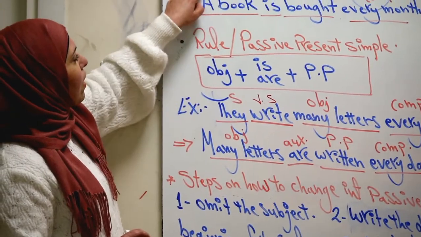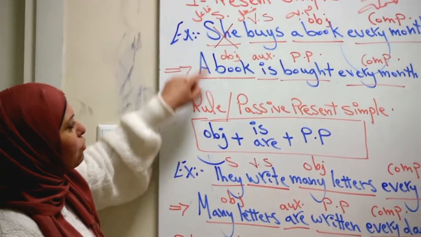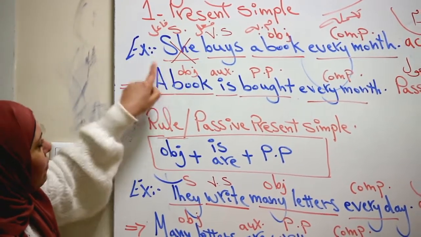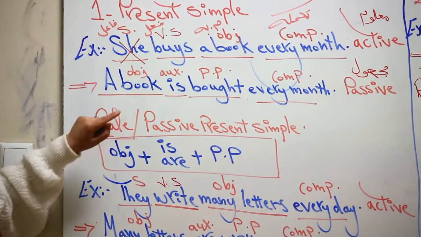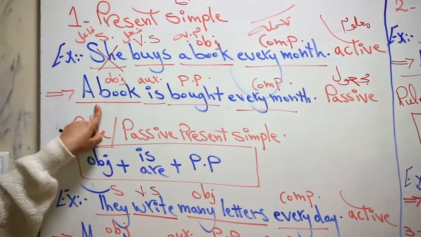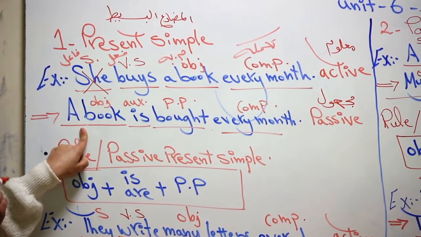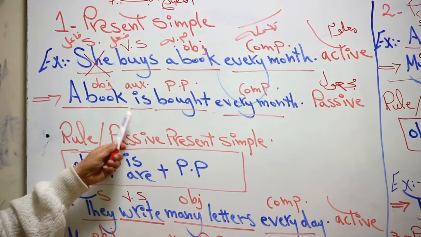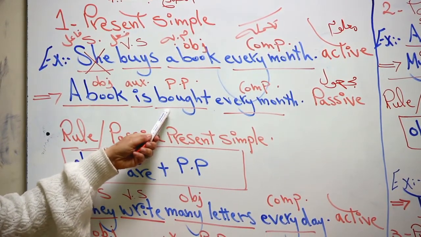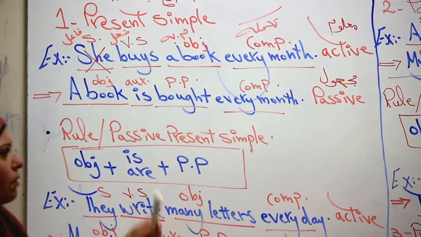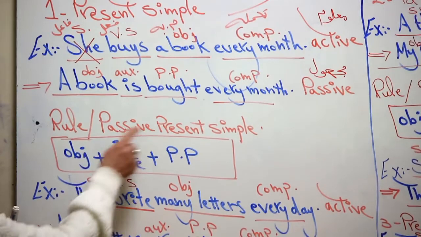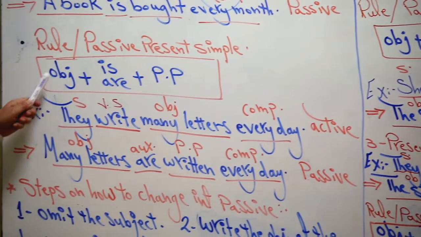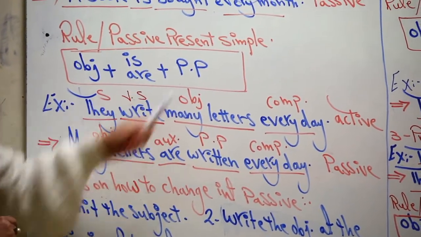إذا now we are going to change the active sentence into passive. راح نحول الجملة الactive إلى passive. أولاً حذفنا الفاعل. Number 2 قدمنا المفعول به في بداية الجملة. المفعول به هل هو مفرد أو جمع؟ إذا مفرد نستخدم is. وإذا جمع نستخدم are. ومن ثم نحول الفعل إلى past participle ومن ثم نكتب الكومبلمنت. إذا الرول قاعدة passive present simple المضارع البسيط المبني للمجهول قاعدته object مفعول به زائدا is are زائدا past participle.